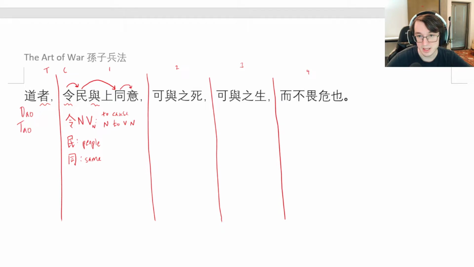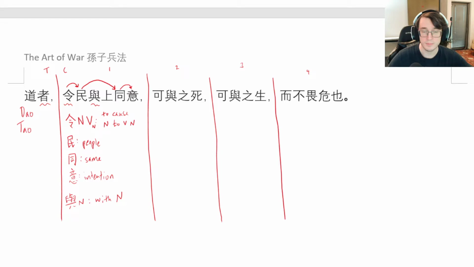So here we have cause the people to be the same in what? Here's this second noun, E. E is something like intention. Okay? Intention. So we're causing the people to have the same intention, to unify their intentions. Now, this other grammar point that we have here, yu, in this case, yu, noun, means with noun. So this is answering the question of same as what?